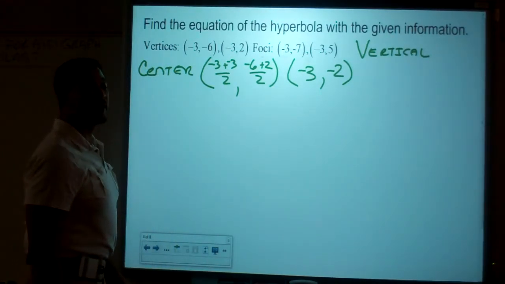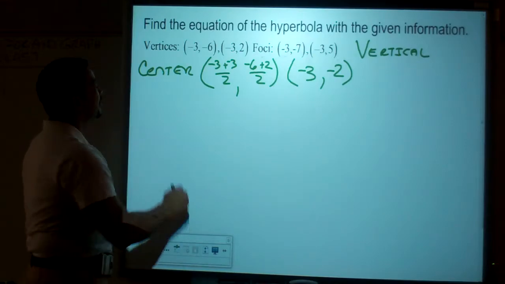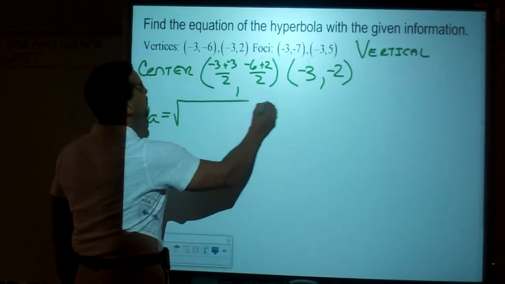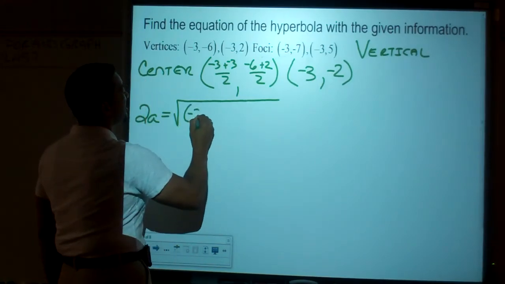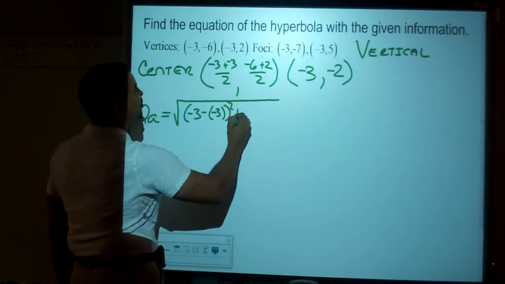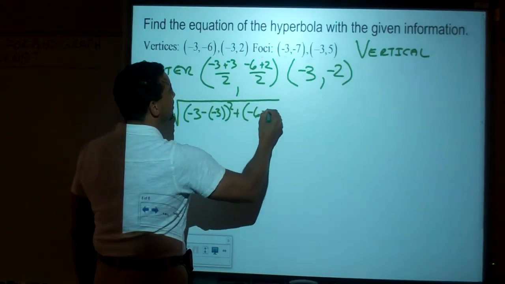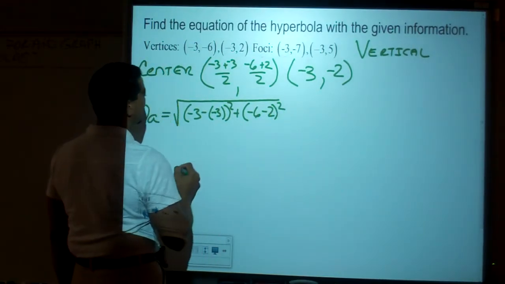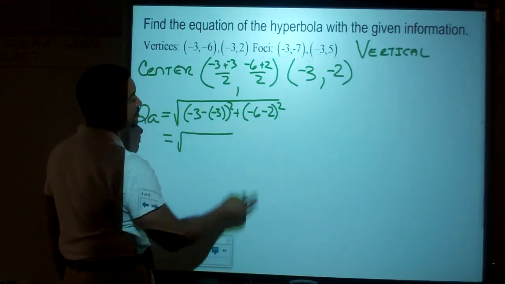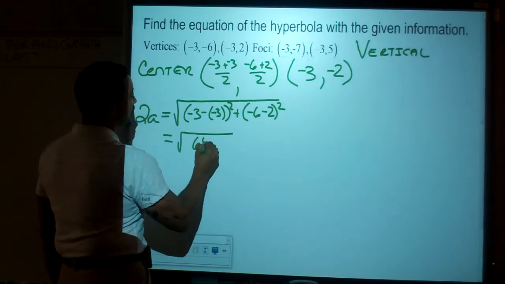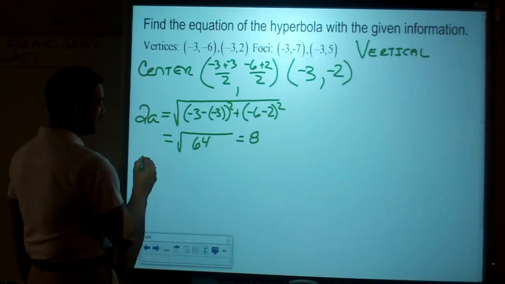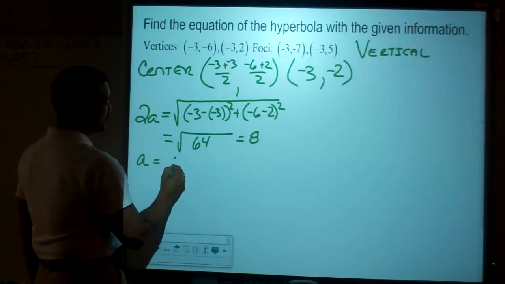Now if we want to find our a, our b, and our c, we're going to do what we did before. We got 2a is equal to the square root of (negative 3 minus negative 3) squared plus (negative 6 minus 2) squared. This is going to give us the square root of 64, which of course is going to give us 8. So if 2a is equal to 8, that means a is going to be equal to 4.